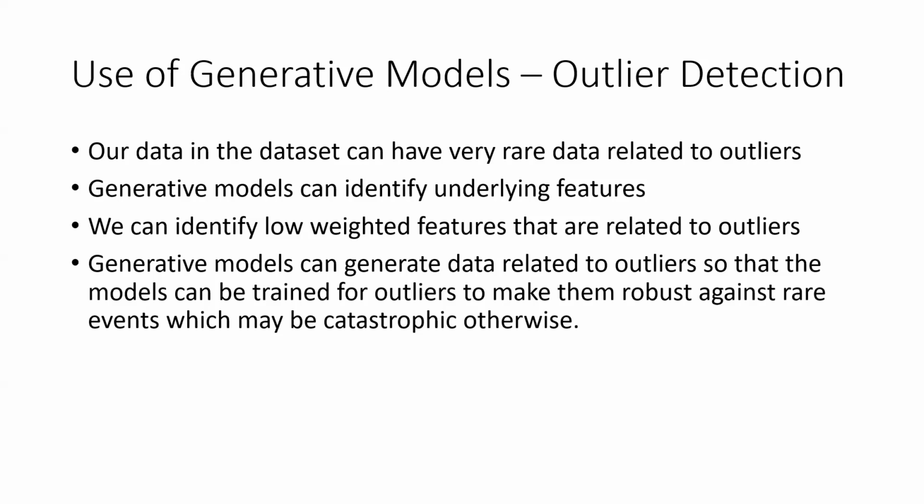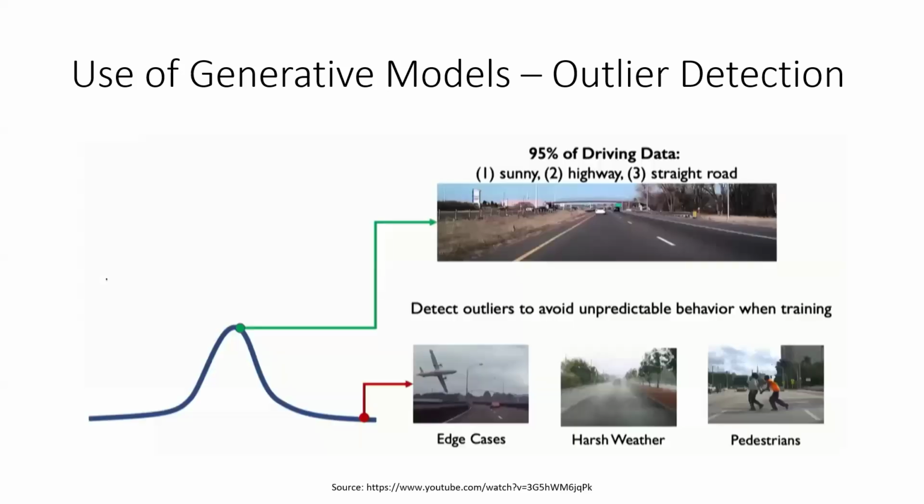But with generative models, you can identify the low frequency features, enhance the weights of these features, and train more for these outliers so that your model can learn more about the outlier situations. For example, say this is the probability distribution function for your self-driving car.